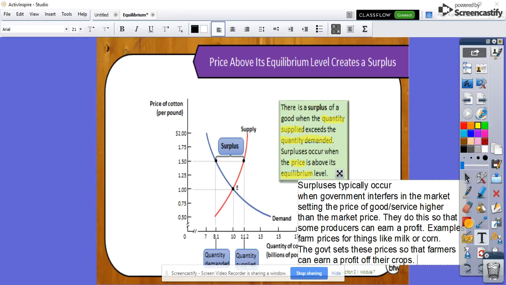Normally, corn and milk prices would be much lower than they are today if the market was in complete control, but the government interferes and sets the price so that milk farmers or dairy farmers and corn farmers can make a profit off of their crops.